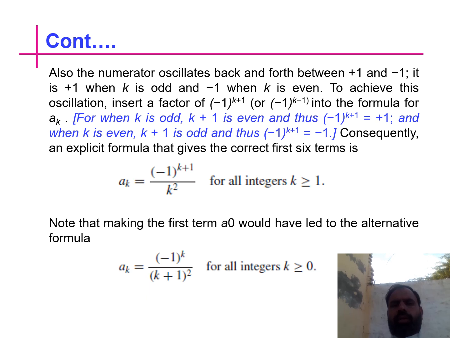So consequently, an explicit formula that gives the correct first 6 terms is: minus 1 raised to the power k plus 1 over k squared, for all integers k. This condition is very important. You have to write it for all integers k greater than or equal to 1. Here we note that making the first term index 0 would give the alternative formula a_k equal to minus 1 raised to the power k over (k plus 1) squared, for all integers k greater than or equal to 0.